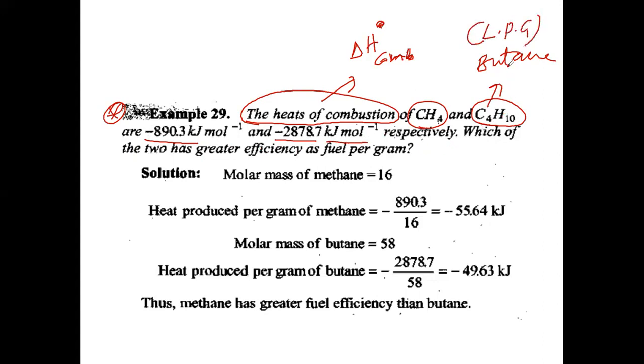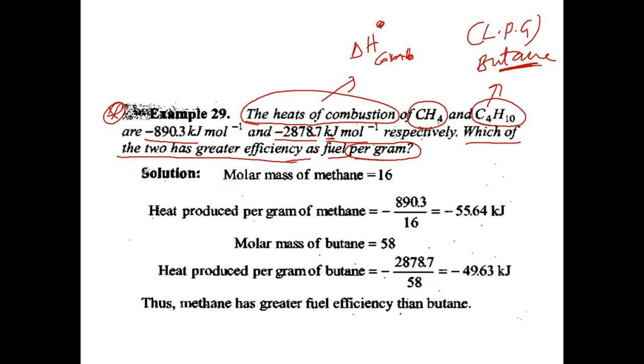In LPG, liquefied petroleum gas, what will be the chief component? Butane, n-butane. So you see the combustion value is 2878. It means when you combust 1 mole of butane, minus 2878.7 kilojoules of energy will be released. Which of the two gases has greater efficiency as fuel per gram, not per mole, per 1 gram? That means if you burn 1 gram of fuel, how much heat energy will be released from each compound? We have to check it now.